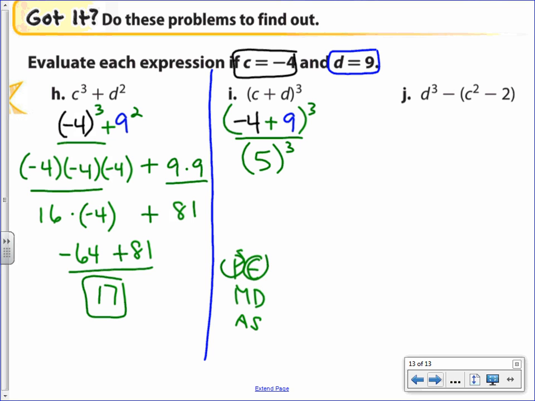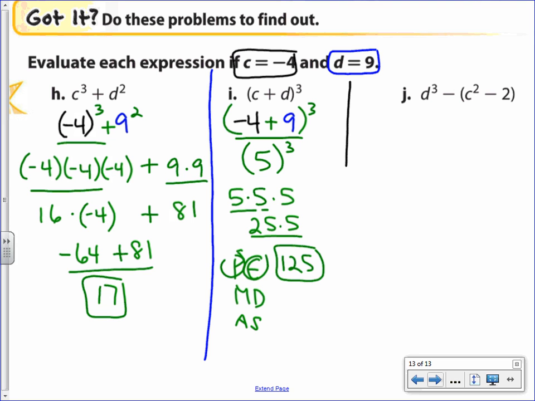And 5 cubed, 5 is my base, and the exponent of 3 tells me to multiply that base by itself 3 times. 5 times 5 is 25, and 25 times 5 is 125.